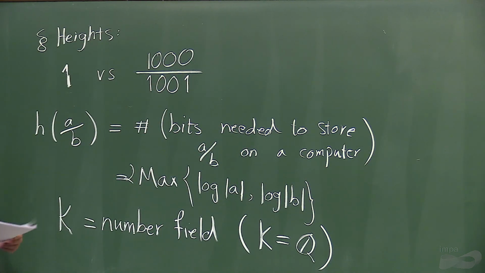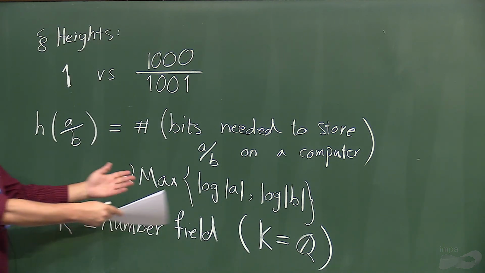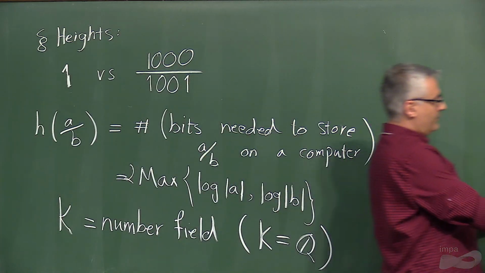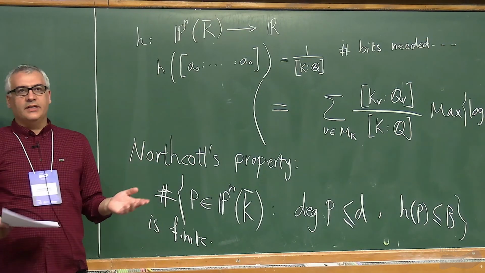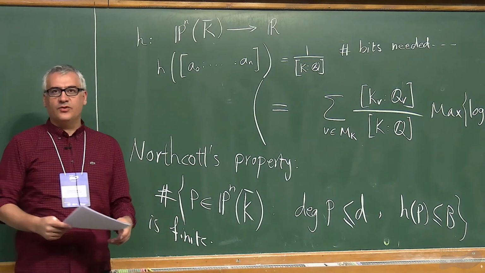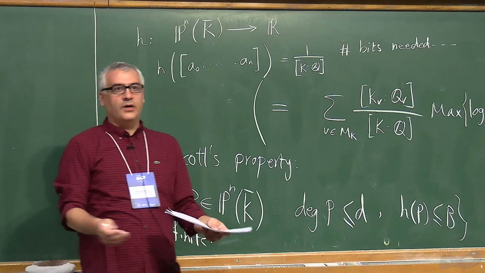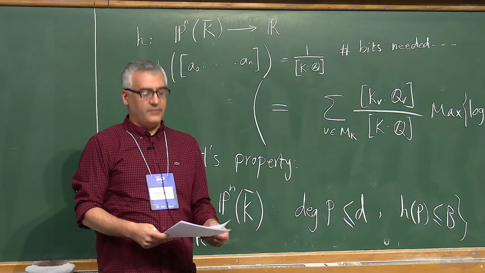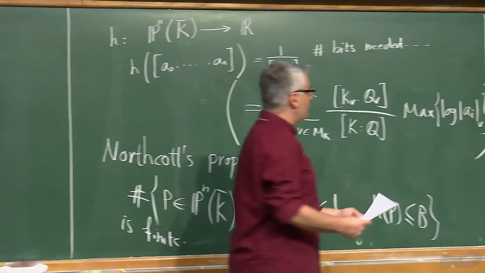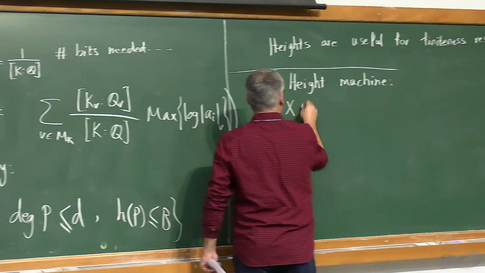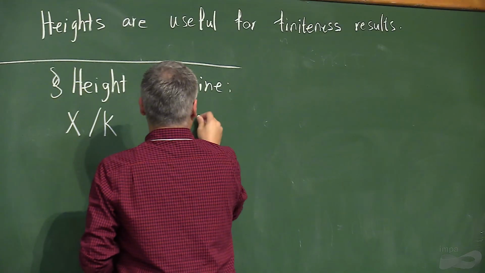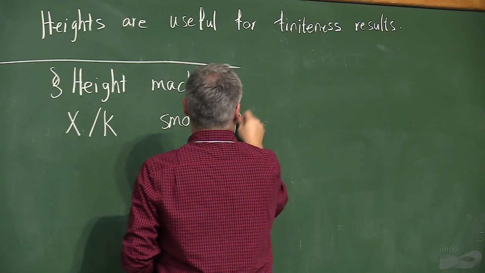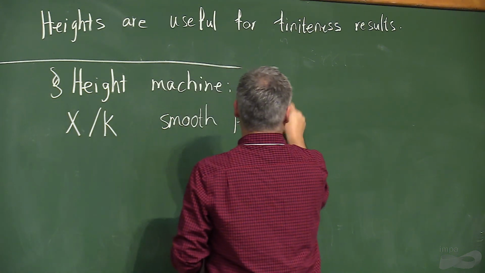My next goal, the height machine, wants to take this relatively elementary height function and take it to more general varieties. Maybe you have a more complicated situation, with a bunch of equations where you worry about the finiteness of the number of solutions. So I'm going to start with a nice variety, let's say a smooth projective variety.